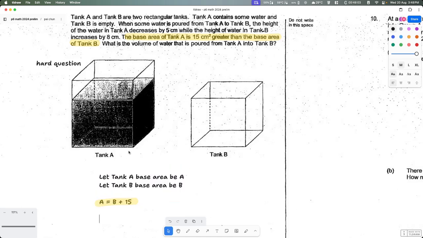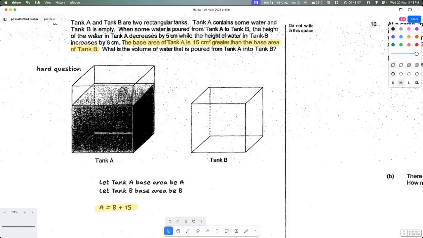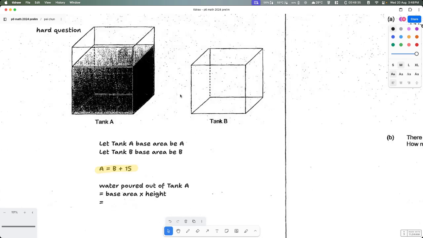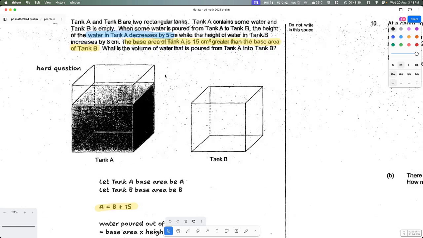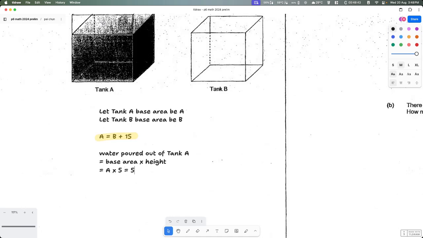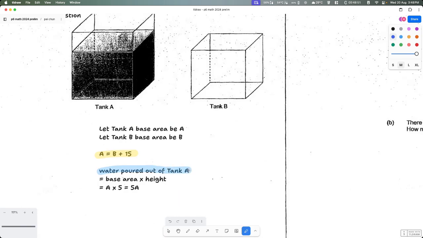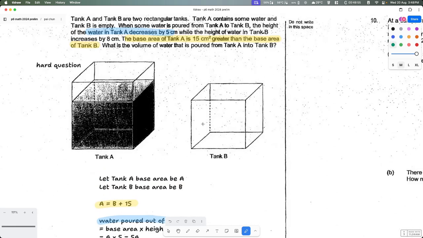Okay, next one. Now the next thing is water in tank A. Let me put this in blue. Water in tank A decreased by 5 centimeters when water is poured. So water poured out of tank A is equal to base area times height. The base area is A times height, a 5 centimeter decrease, so it's just 5, which is basically 5A. Right, and then I'm going to highlight this, water poured out of tank A. Then let's do another one in green, which is tank B, increased by 8 centimeters.